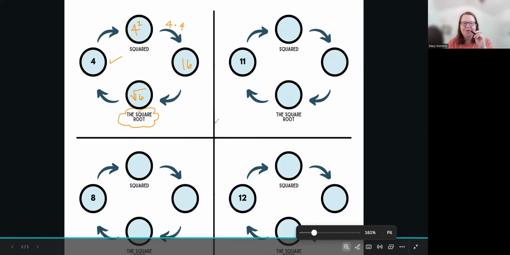So let's go through these. 11 squared, we would write 11 to the power of 2. And that just means 11 times 11. So 11 times 11, 121. And then to undo that, we want to go back to the square root of it. We squared it, and we want to square root. So the square root of 121 is 11, because 11 times 11 is 121.